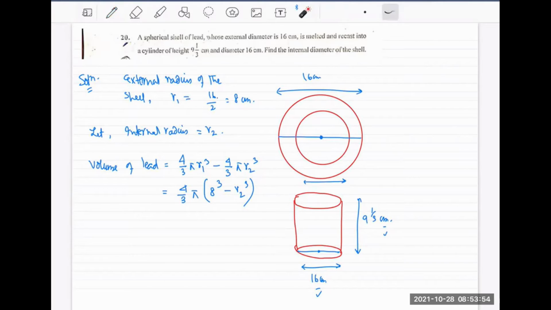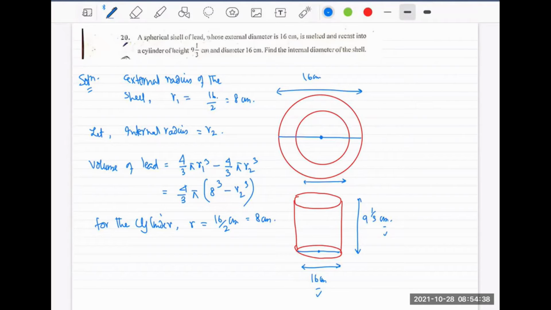Okay, now the shell and the cylinder. What was equal? The volume of the lead will be equal to the volume of the cylinder, right? So you need to find the volume of the cylinder separately. So let's mention here for the cylinder. The radius is how much? Here the diameter 16 is given, not the radius. So radius will be 16 divided by 2 centimeter, which will be 8 centimeter.